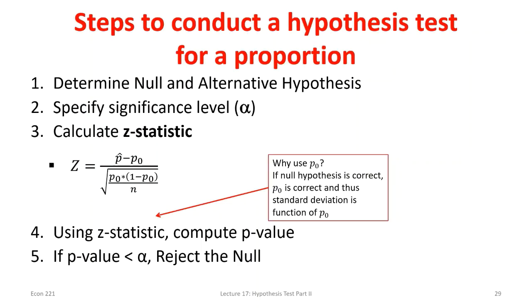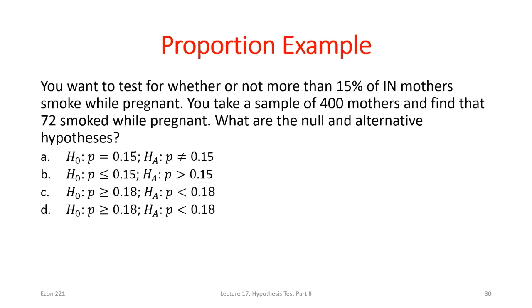All right. And then same kind of thing to apply. Once I have my Z statistic, I look up my p-value, depending on if it's a left, right, or two-tailed test, and compare that p-value to alpha. If it's less than alpha, I reject. So let's work through one here, where let's say I want to test whether more than 15% of Indiana mothers smoke while pregnant. So we're going back to that birth data. And we say, okay, I want to know whether or not more than 15%.